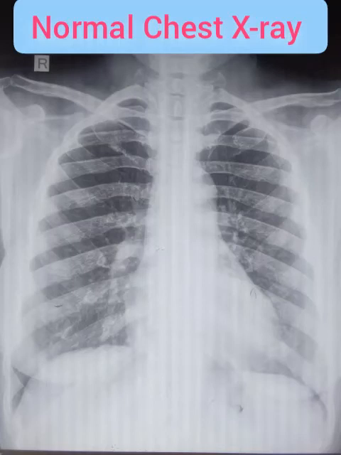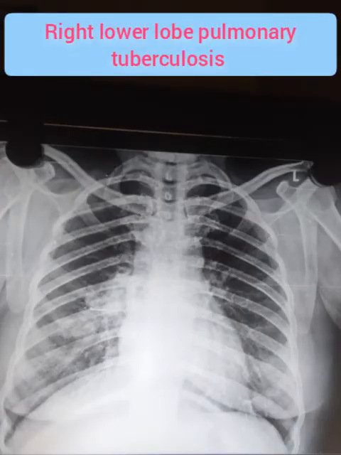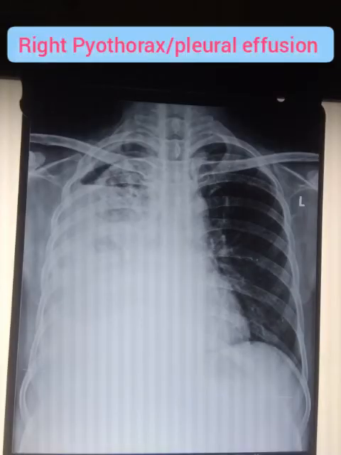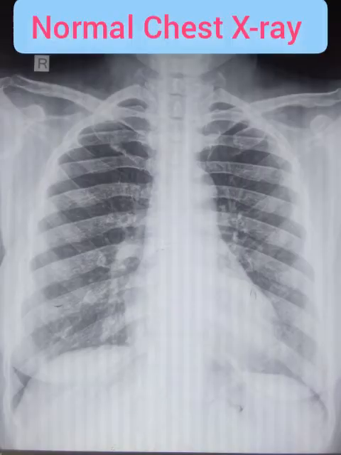Reading chest X-rays has always been very easy and simple if you understand the basic findings. So this is a right lower lobe pulmonary tuberculosis, and in this X-ray we see a pleural effusion, or fluid. Now let's discuss the normal chest X-ray.